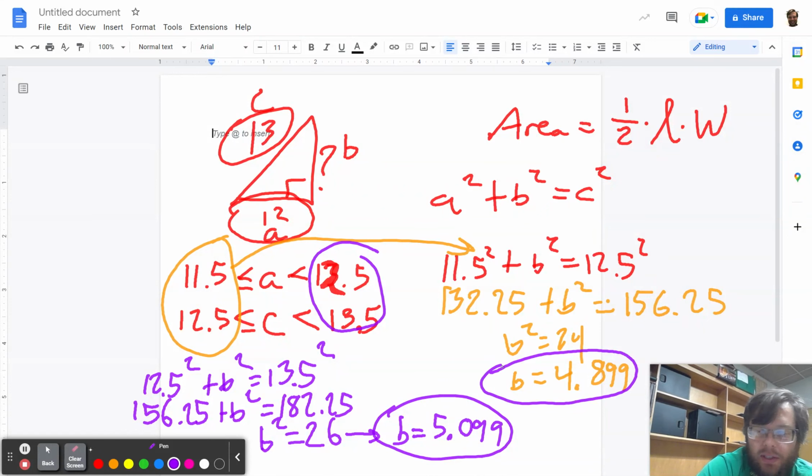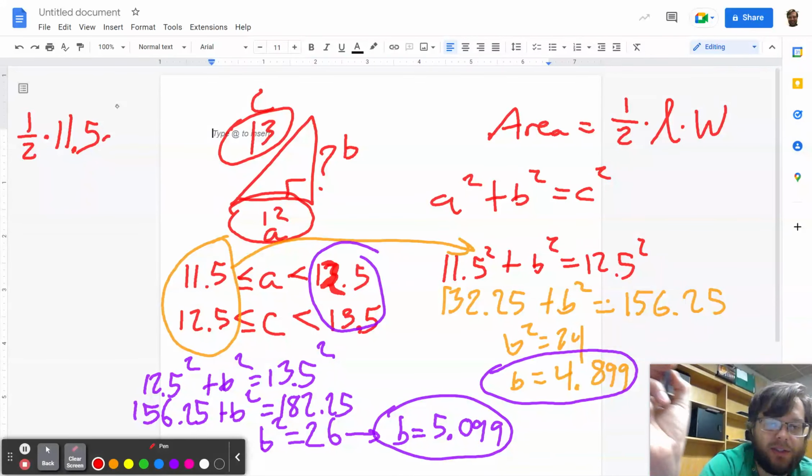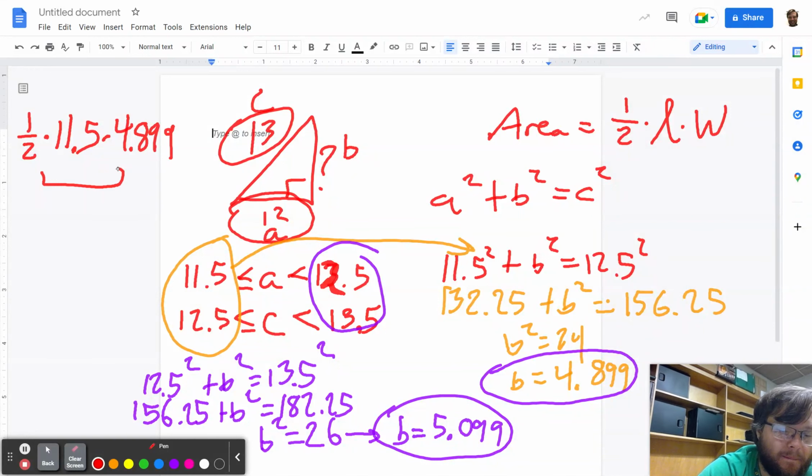Now using those answers, I can get the area. So the lower bound for area is going to be 1/2 times the lower bound for A, 11.5, times the lower bound for B, 4.899. And that all comes out to be, let's see, 11.5, 1/2, 4.899, and we get 28.169. And then I'm going to do my upper bound.